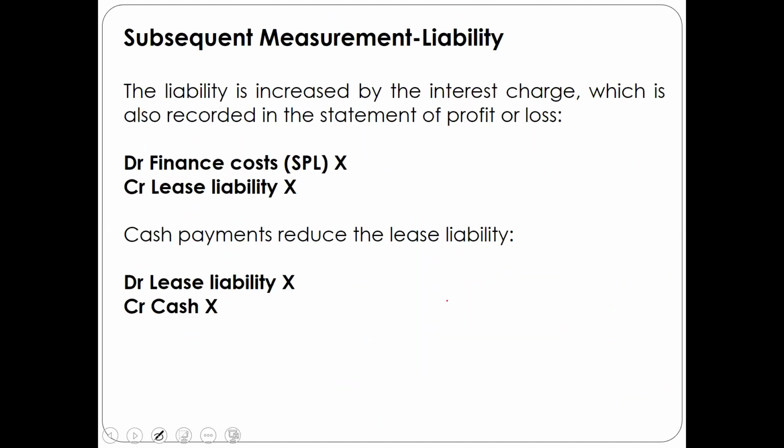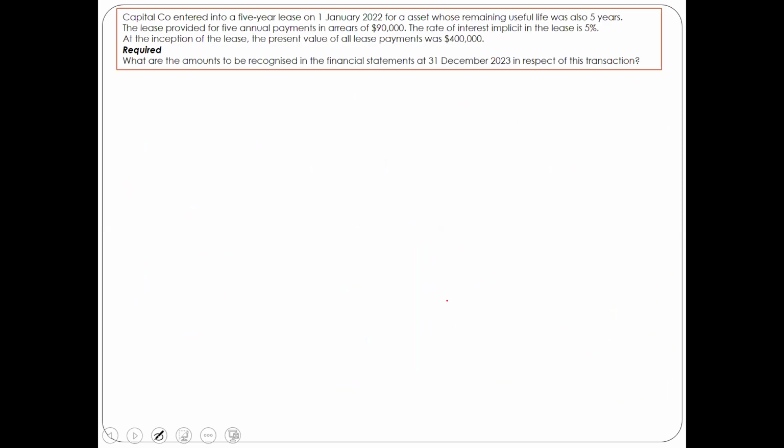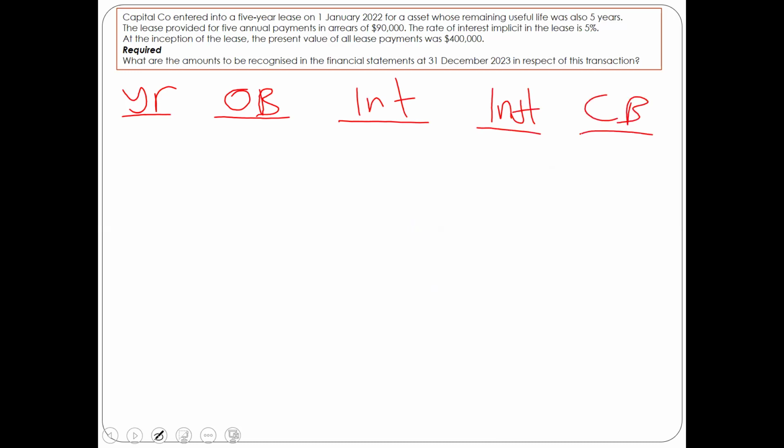Right, then subsequently, the lease liability is increased by the interest charge, which is also then recorded in the statement of profit and loss. So let's not worry about this for now. Let's do a question, and then I will illustrate how this works. So let me draw my table here: opening balance, take note, and then interest, and installment, and closing balance.